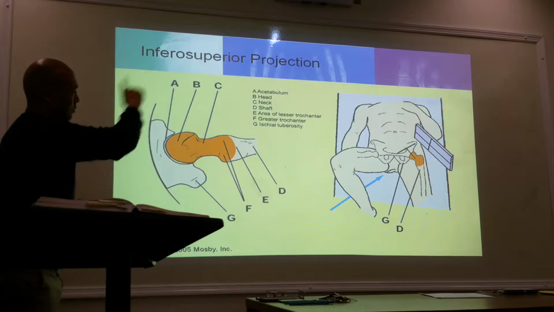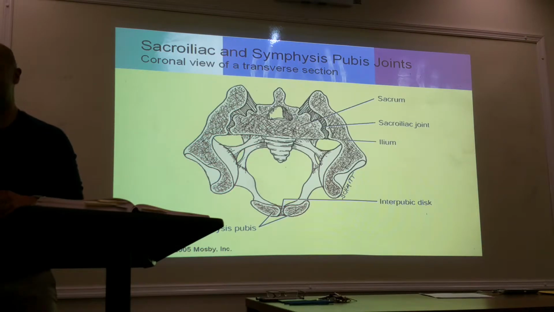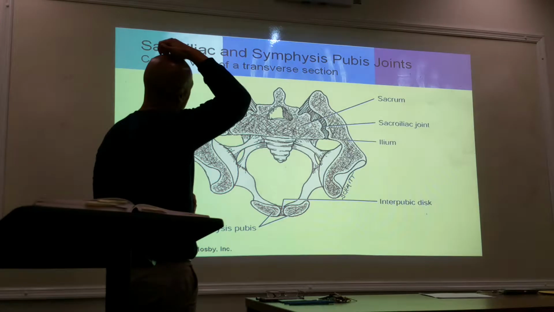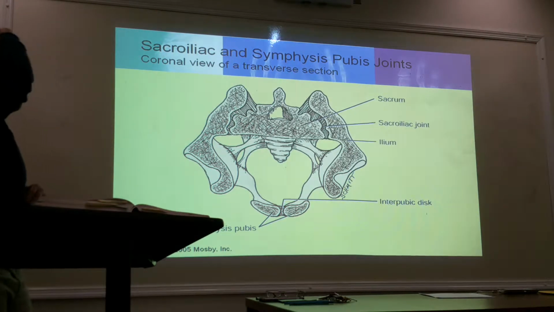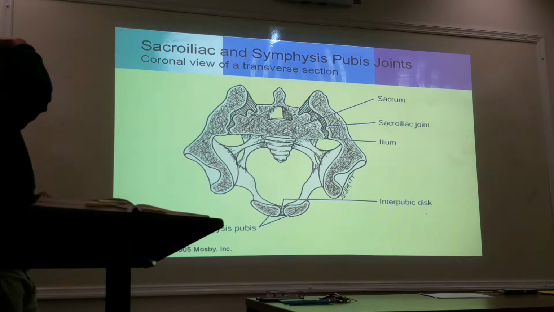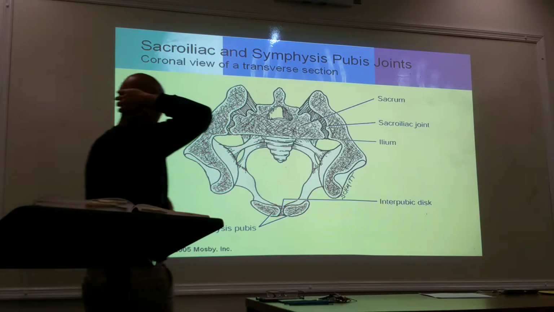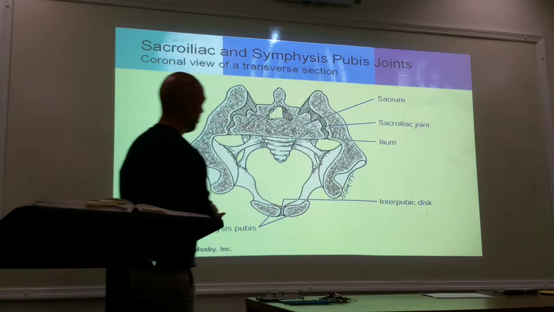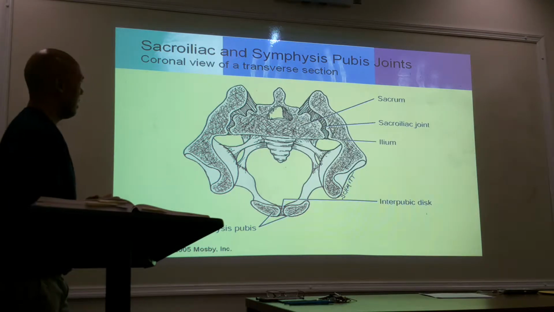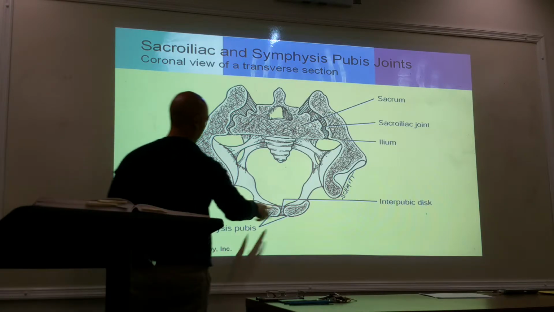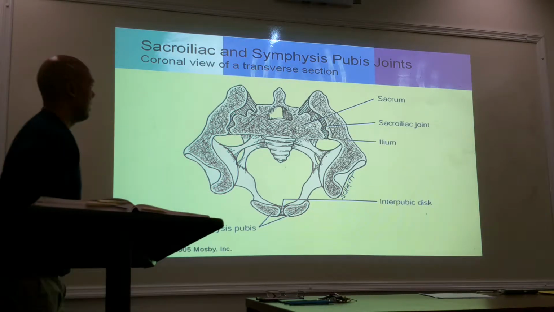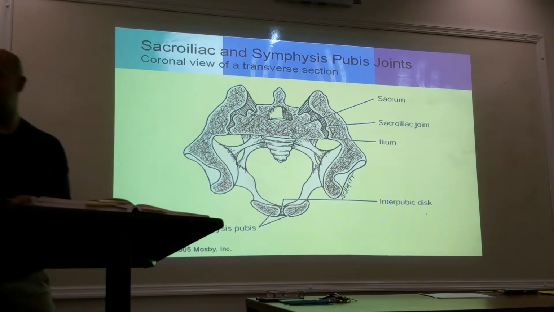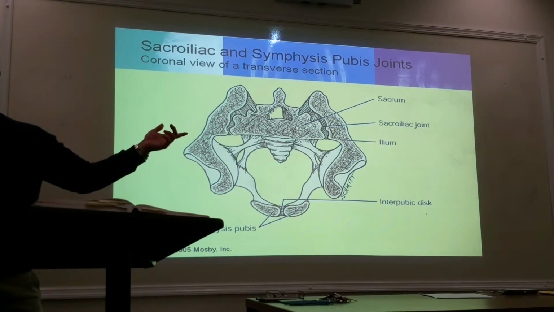All right, but we'll talk about this again in a few. Let's do the sacroiliac and the symphysis pubis. The joint between the sacrum and the iliac, or the ilium, forms the SI or sacroiliac joint. And then the symphysis pubis, we already talked about that, is formed by the two pubic bones. Any questions here, guys?